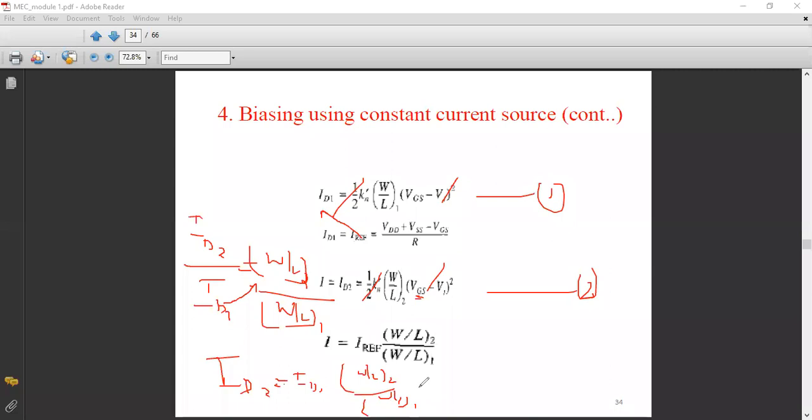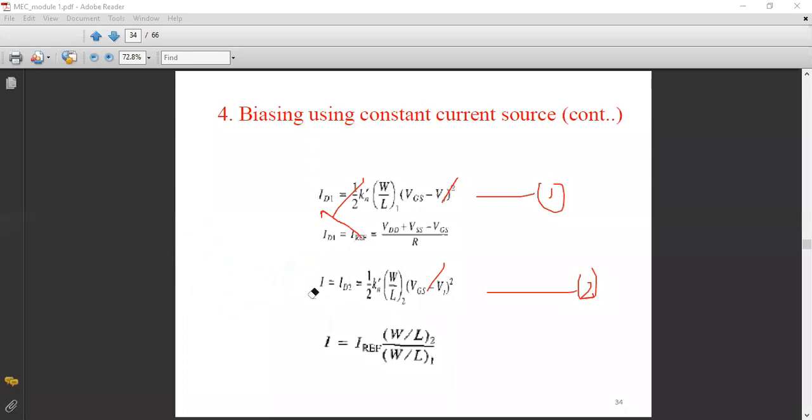Now ID1, what is ID1? ID1 is same as I reference, isn't it? Because the current that is flowing through the resistance R is in turn flowing through the drain terminal of Q1. Therefore, ID1 can be written as I reference itself. Okay. So instead of putting ID1, simply you can put I reference. So ID2 is equal to I reference into W by L to the base 2 divided by W by L to the base 1. That is our final equation. That is how we are going to determine the output current I in terms of the reference current.